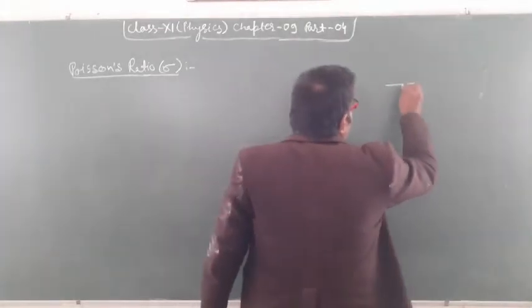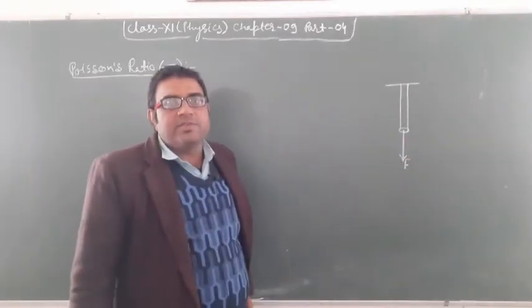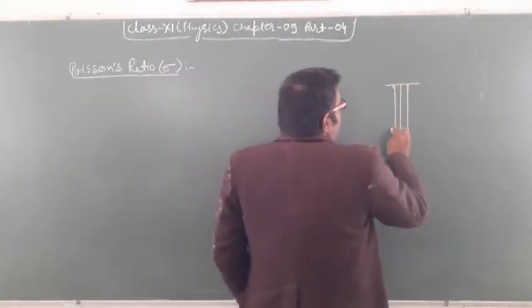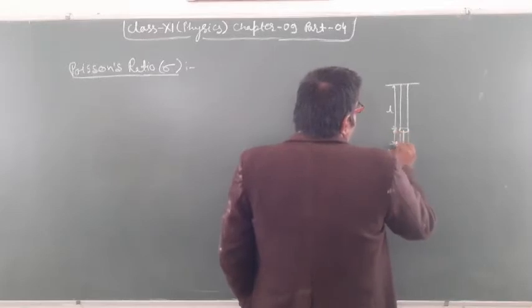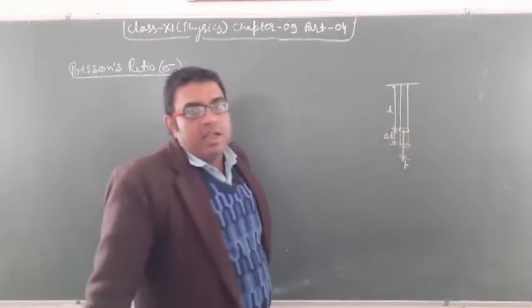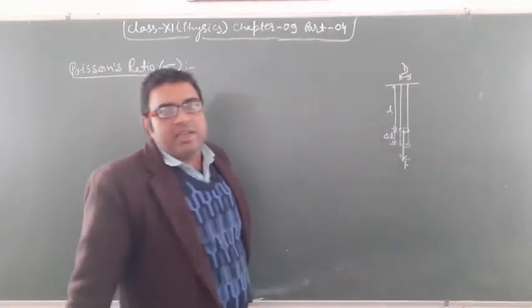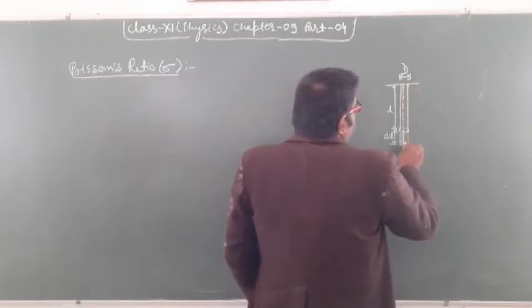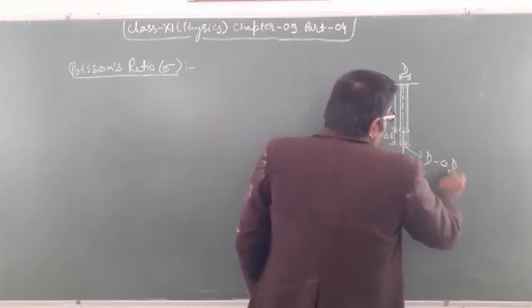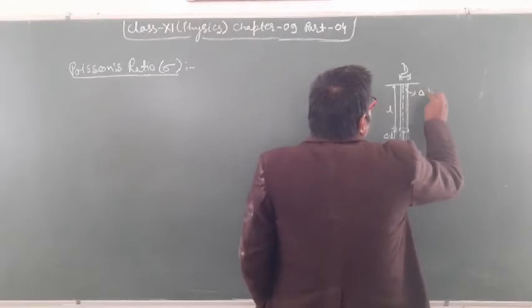Suppose there is a body, and a tensile force is being applied on this body, and suppose the length of the body is L, then its length is increased by a value called delta L. But what about its diameter? Suppose D is the initial diameter before the application of the force, then its diameter is also going to be reduced, and this diameter will become D minus delta D. The reduction in the diameter is equal to delta D.